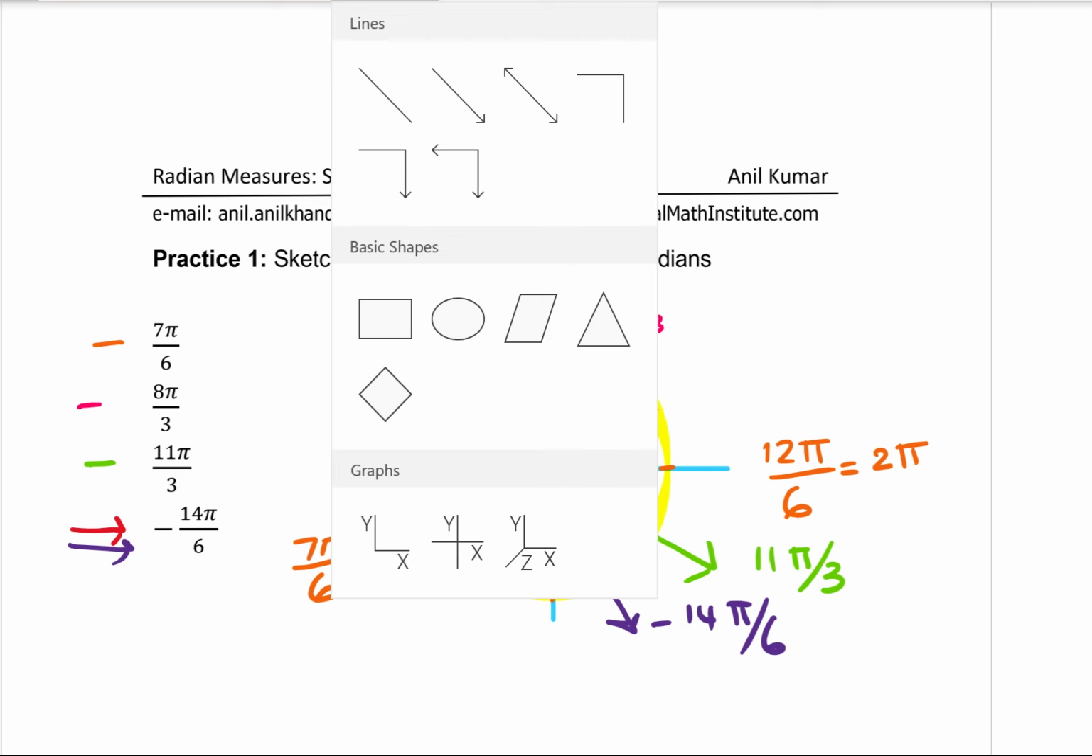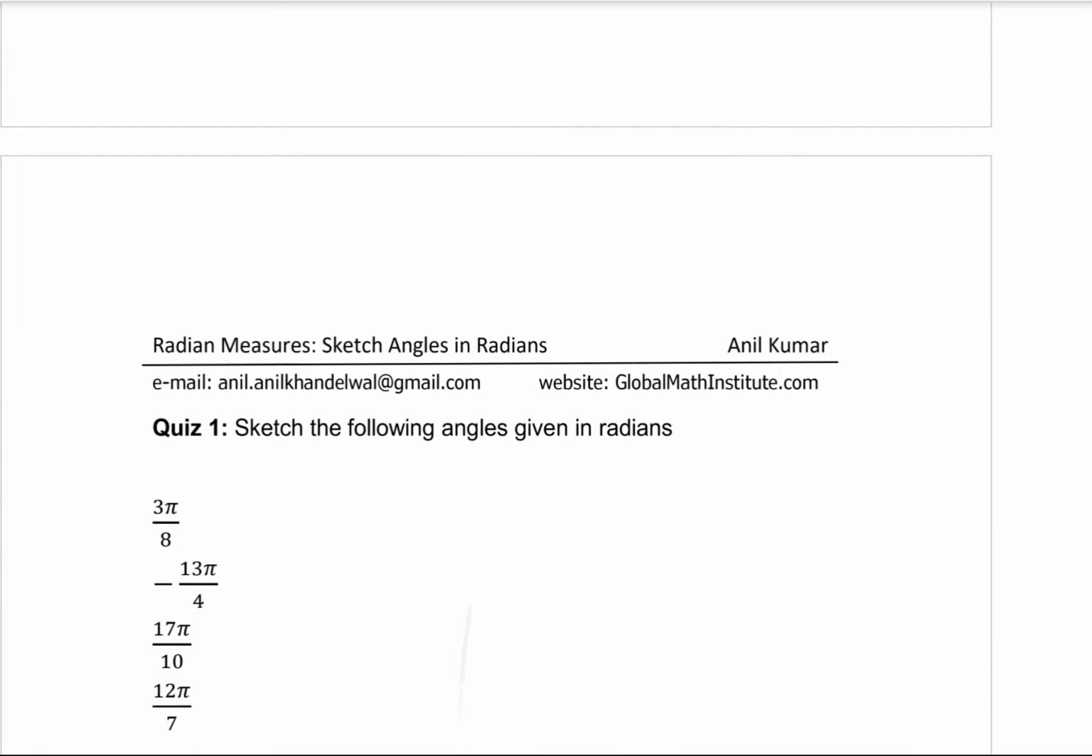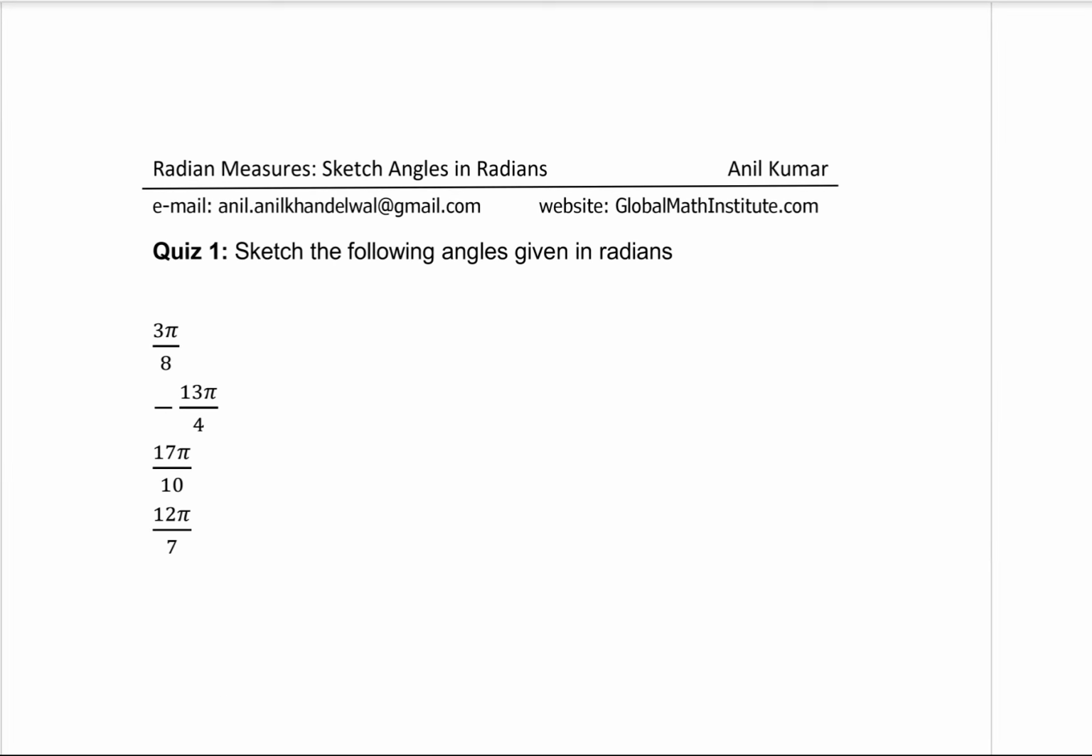Perfect. Now here is your test. The test question for you is right there. We have angles which are 3 pi by 8, minus 13 pi by 4, 17 pi by 10, and 12 pi by 7. You need to sketch them all. Now they are with different denominators, so you may like to sketch separately so that you get fairly accurate answers, right? So you can pause the video, answer this out, and then look into my suggestions.